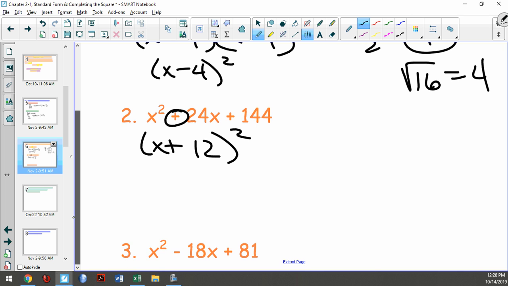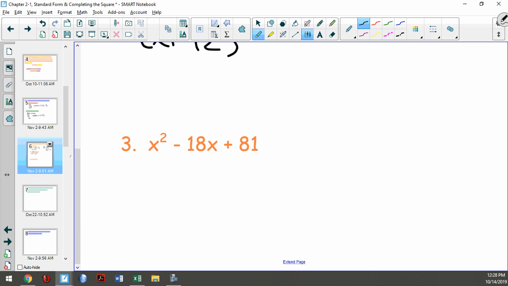Isn't that awesome? What about this one right here? I need an x, bring down the sign, which is minus. What's 18 divided by 2? 9 squared. It's something you already knew, but you never really recognized before. Does that make sense? Super duper easy.